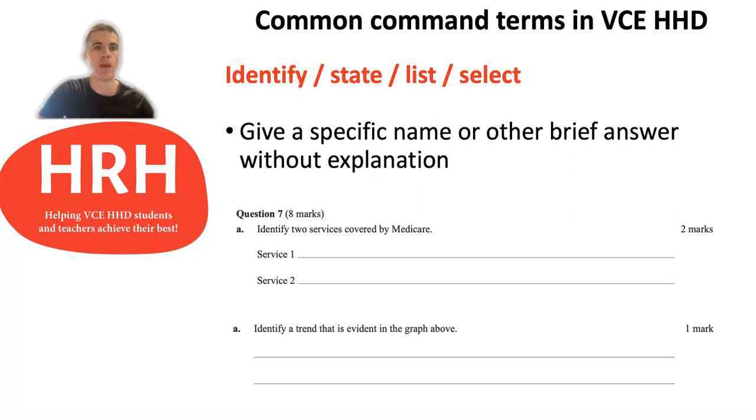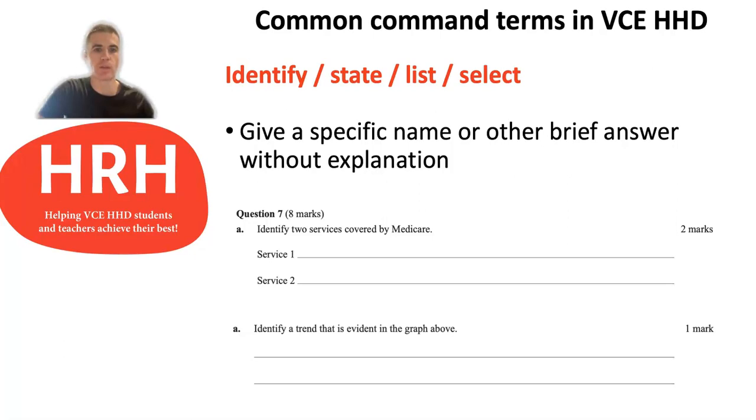but does appear regularly on SACs and the end of year exam, and that is to identify, to state, to list, or to sometimes select a piece of information. Really what that's asking you to do is just give a specific name of something, without an explanation. So if it's asking you just to do this within a question, and doesn't ask you to then explain a reason why something might be linked or associated with something else, then you don't need to provide that information.